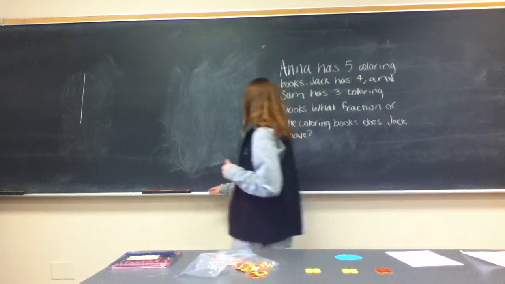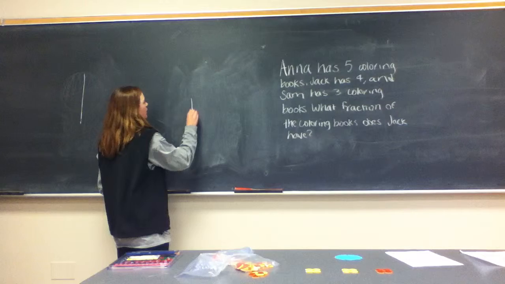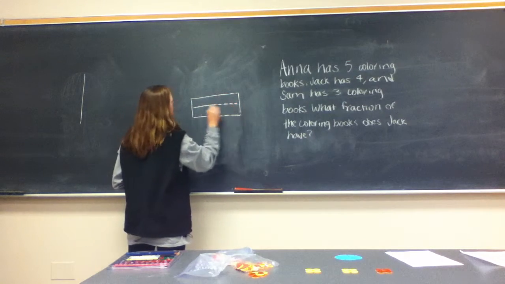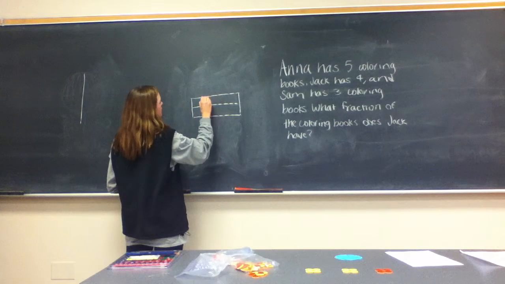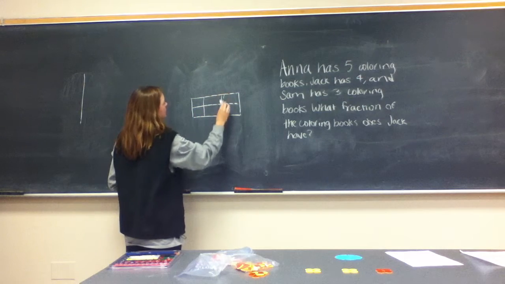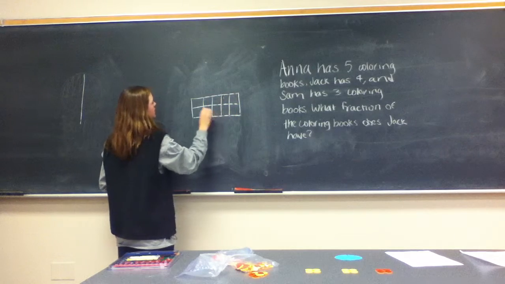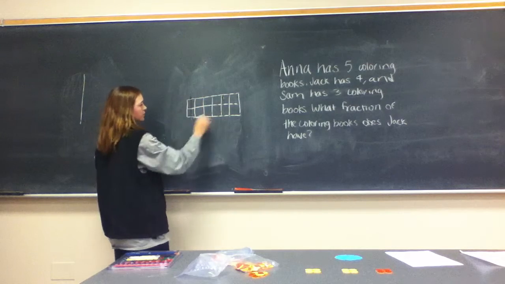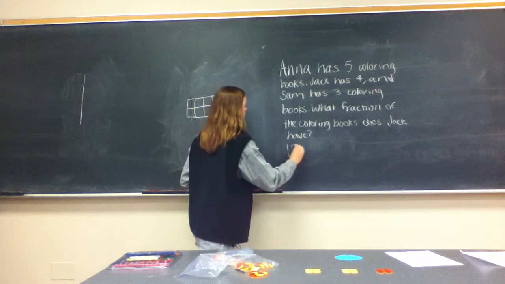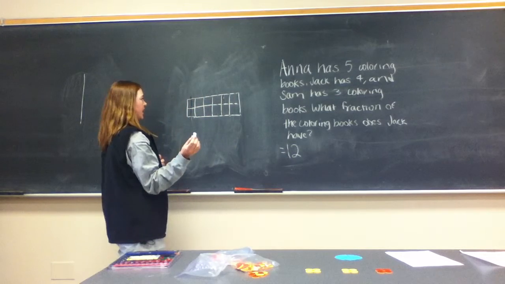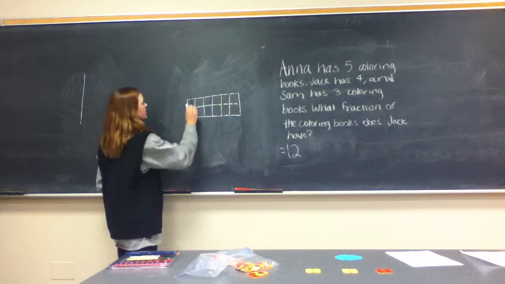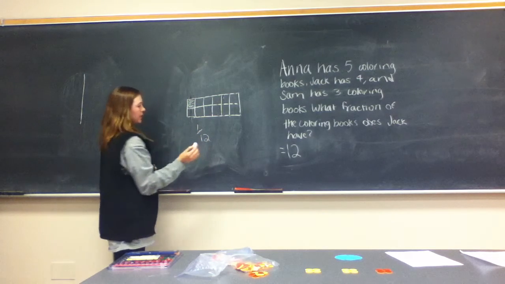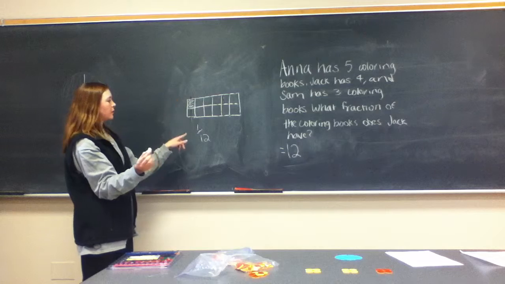And then another way you could look at it is using graph paper, or I'm just going to draw it on the board. Here we have our region, and I'm going to make 12 equal-sized boxes. And so you can see we have 12 boxes here, so again, like our total number of coloring books. And we said that Jack has 4. So looking back at our unit fractions, to represent that on this, we would have 1/12, because we have 12 equal-sized pieces, and one part of that would be 1/12.